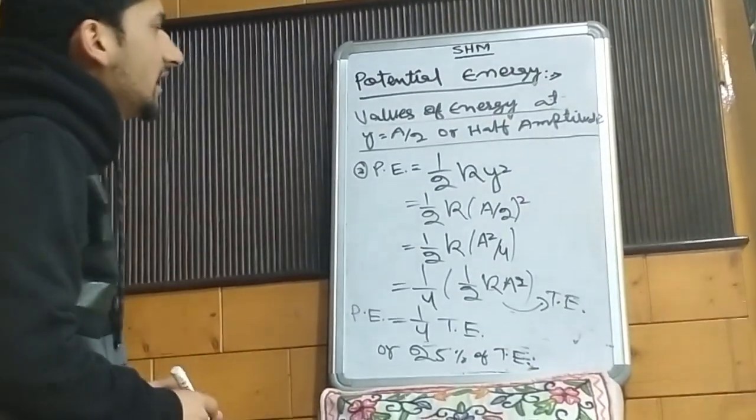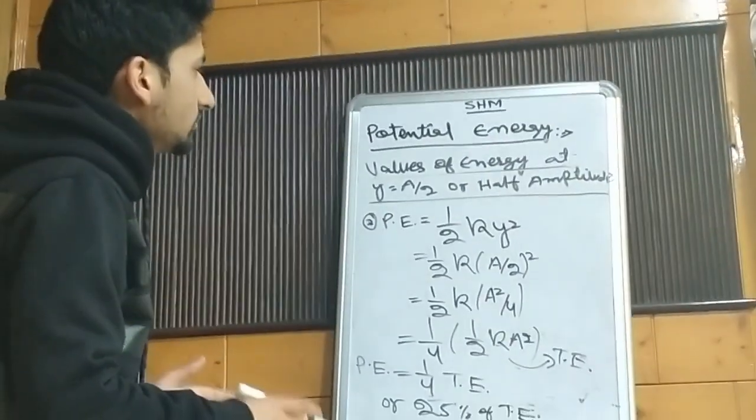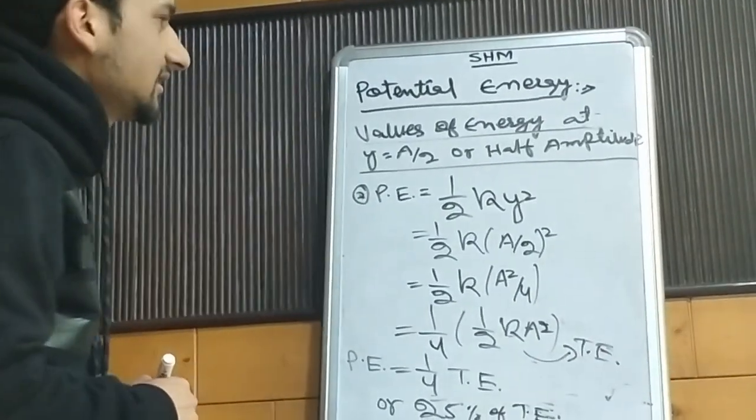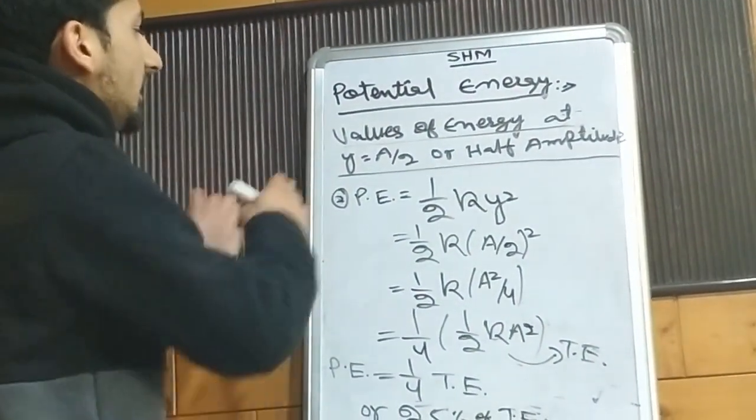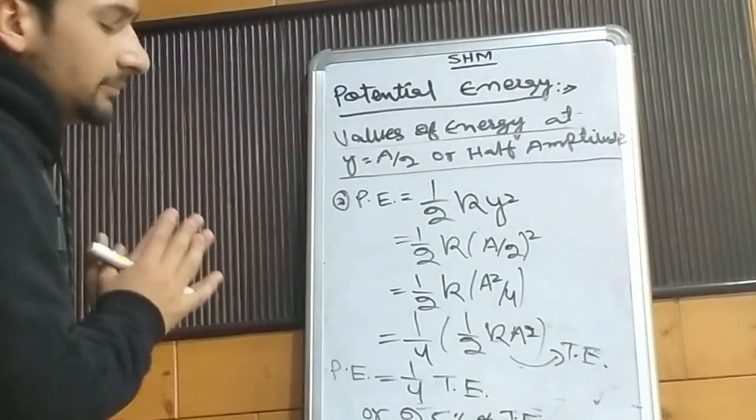So we have calculated the values of potential as well as kinetic energy of a particle executing simple harmonic motion at y equal to a by 2, or at half amplitude.